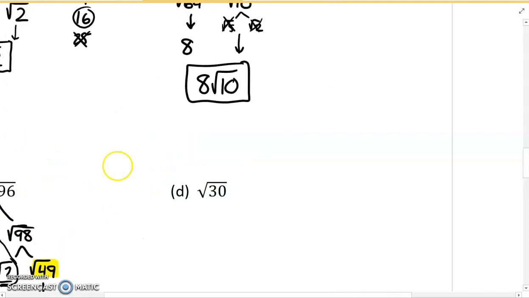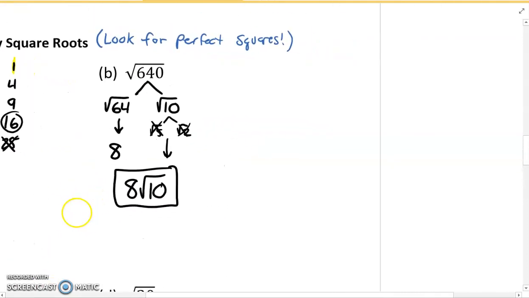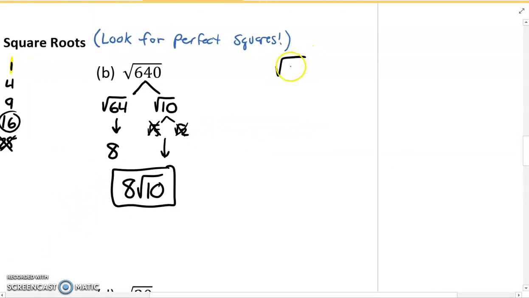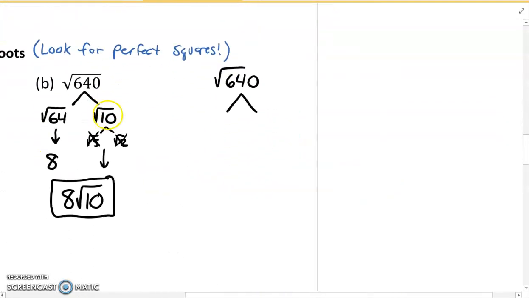Now, going back to that 640 example, right? Could we have done that a little bit differently if we maybe didn't know what the perfect square was and I didn't get the 64 right off the bat? Well, the answer is yes, we could have. So, for example, if I did 640 divided by 2, okay? There we go. That's going to be 320, okay? And then 320 divided by 2 is 160.